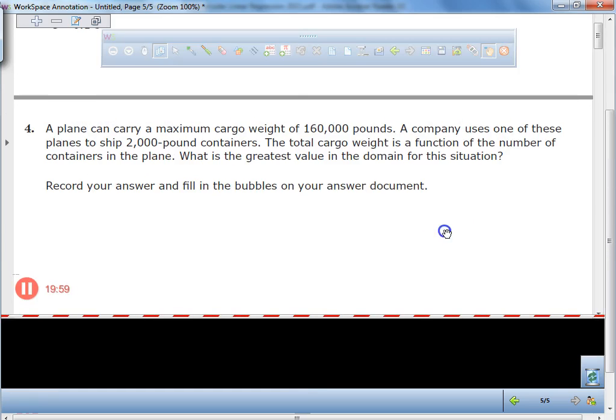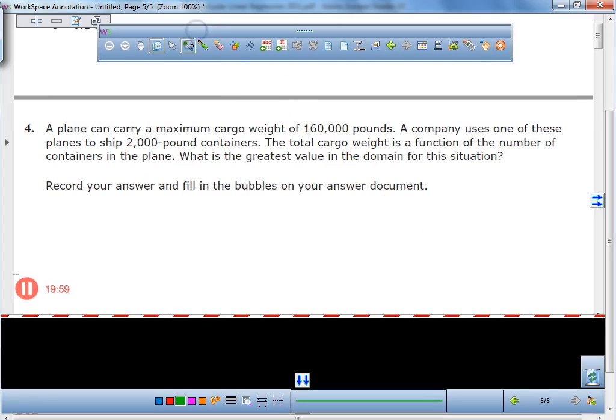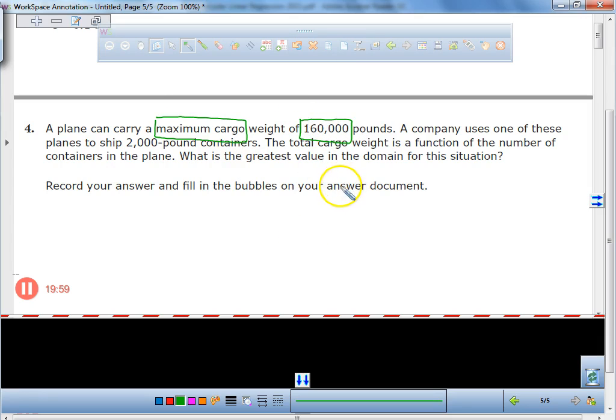All right, guys, these are real questions that students had to use on the STAR test. Some of these are ridiculously easy. I don't know if you guys have ever been on a plane, but a plane has what's called a maximum cargo. So what is this plane's maximum cargo? 160,000 pounds. Now, a company uses these planes to ship containers. So one container, write this down, guys, you don't have to write this down in your journal, just write it down on the paper.